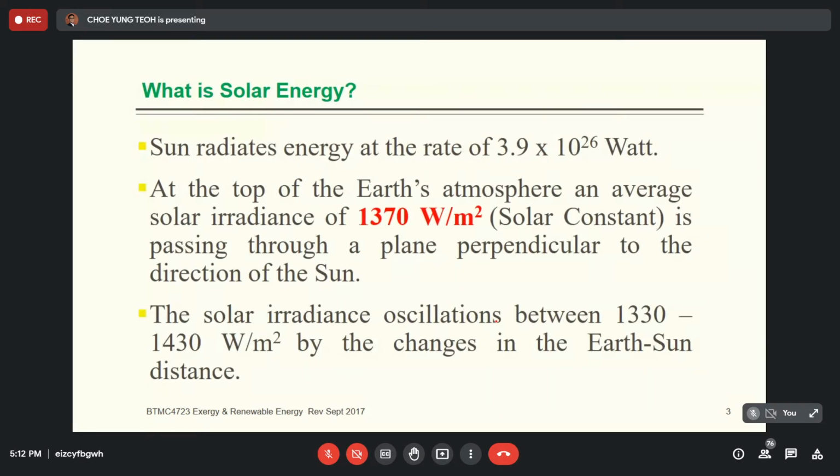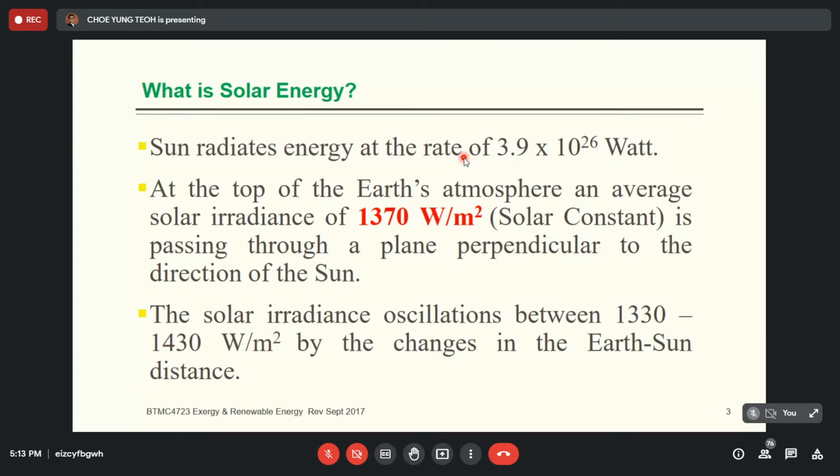And what is the solar constant? The sun radiates energy at the rate of 3.9 times 10 to the power 26 watts. This is a very big value, so maybe you are not able to imagine it, but just keep it in mind as a value: 3.9 times 10 to the power 26 watts.